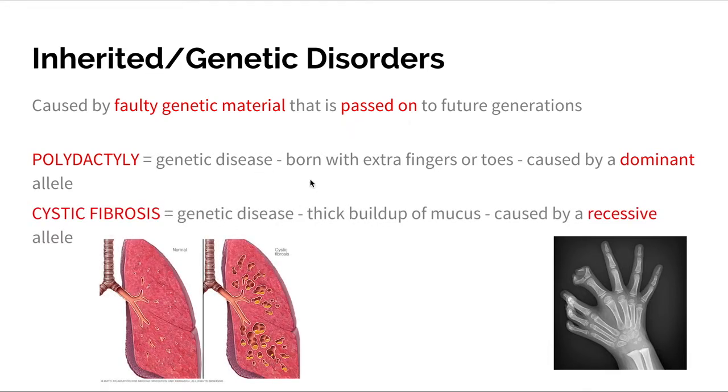Now they're both genetic diseases. Polydactyly, you're born with extra fingers or toes, and it's caused by a dominant allele. And that's the main thing you need to know. So remember this, polydactyly, D, dominant, D.